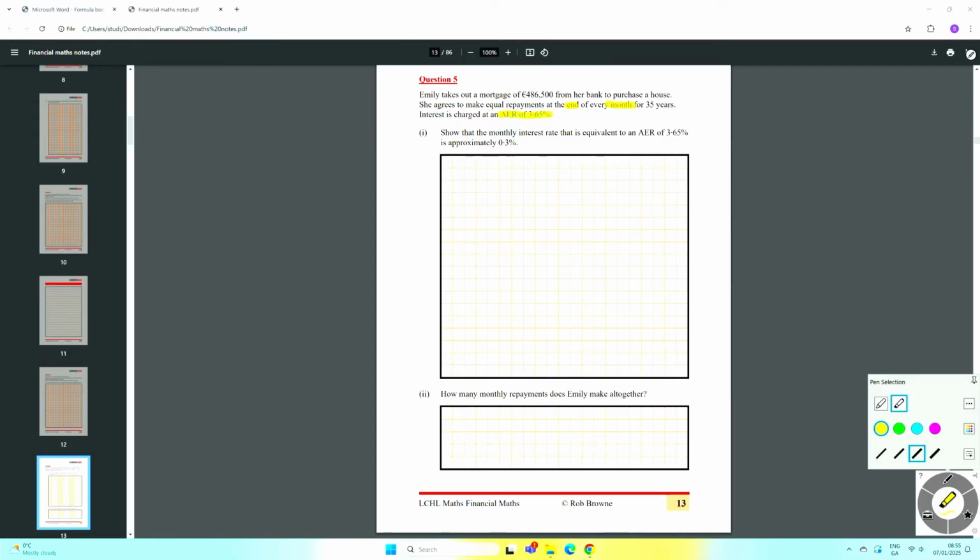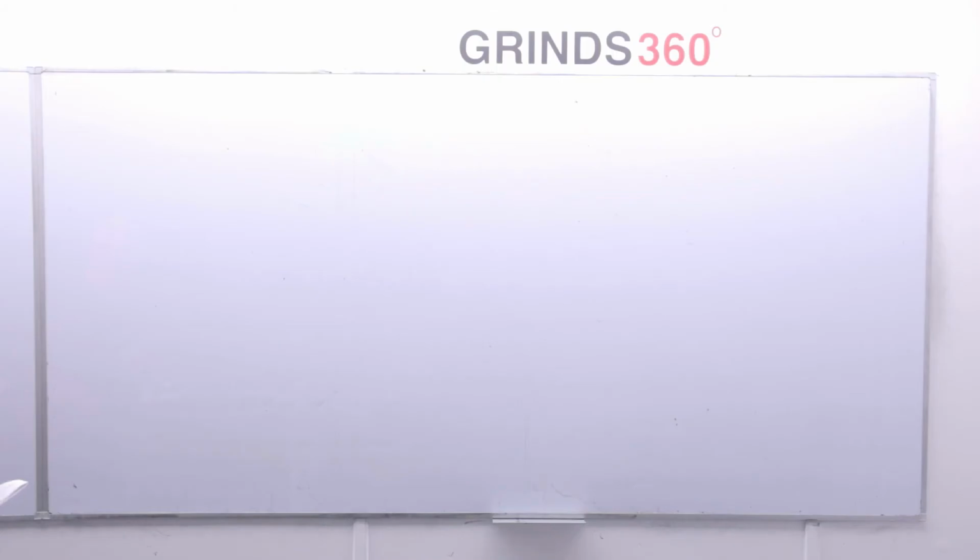So see the way, again, in this question, which is very common for Leaving Cert, she's making repayments every month, but we're given an annual rate here. So notice in part 1, he asked me to make the conversion, to switch from a yearly rate to a monthly one. Show that the monthly interest rate that's equivalent to an annual rate of 3.65% is about 0.3%. Okay, and then part 2, how many monthly repayments does Emily make altogether? So it's the same kind of two calculations there that we met previously. He's just putting those two on your radar.